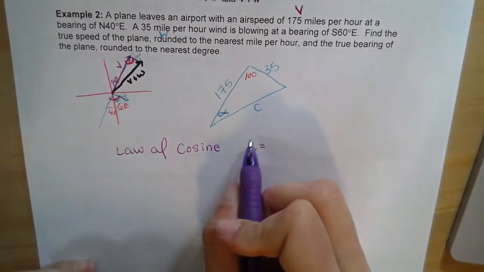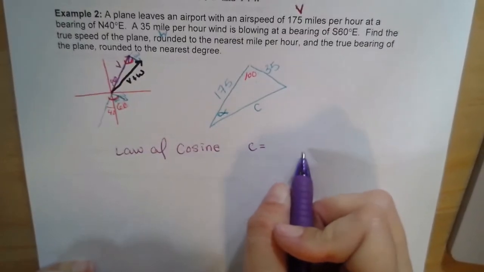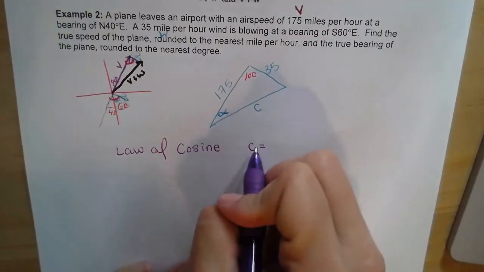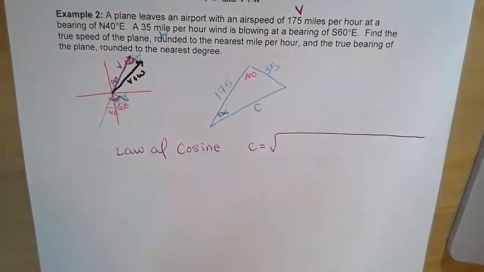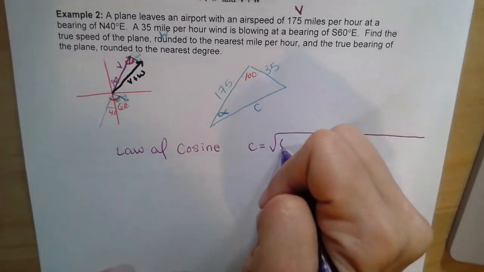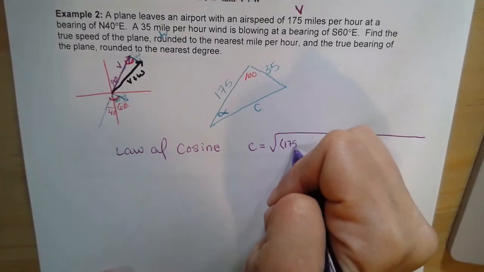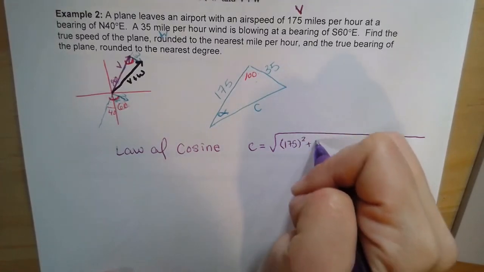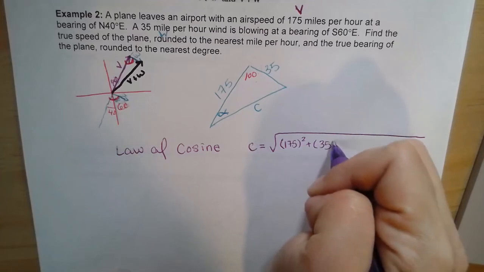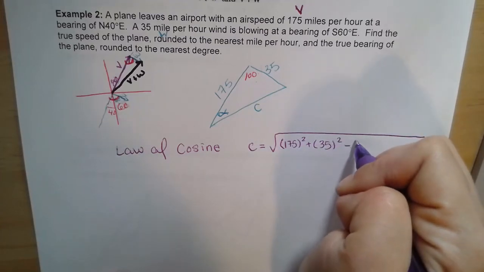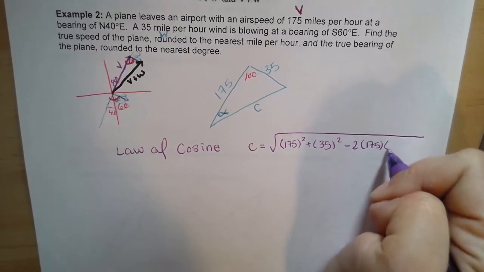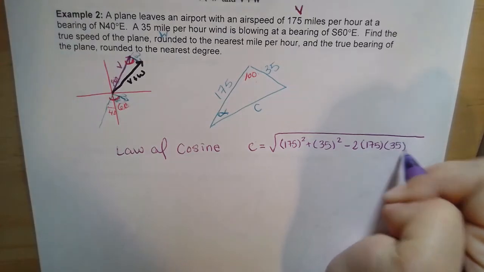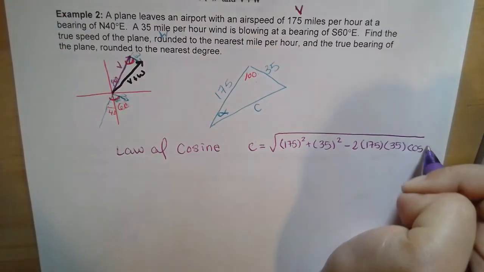Okay, and remember, the law of cosines is C squared equals A squared plus B squared minus 2AB cosine C. But instead of having this squared here, I'm just going to automatically write it as a square root, because we know to get rid of a square, we take the square root. So we get the square root of 175 squared plus 35 squared minus 2 times 175 times 35 cosine 100.